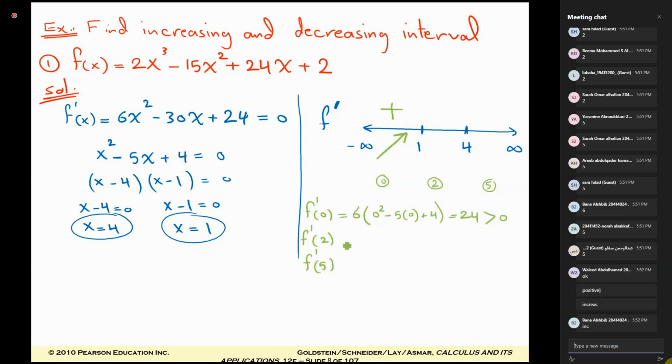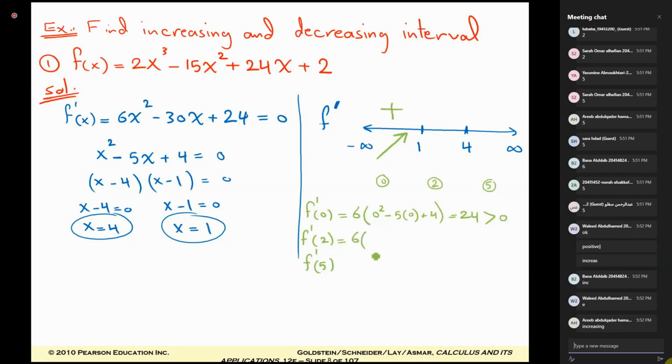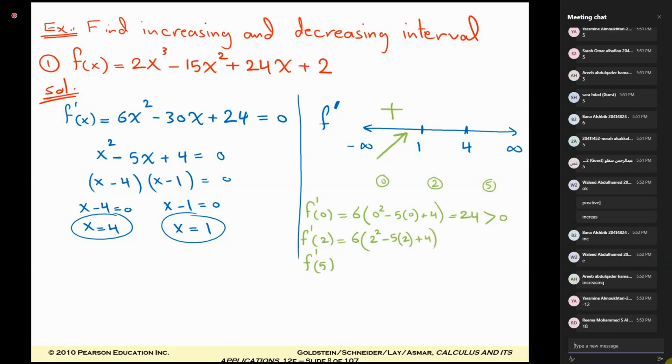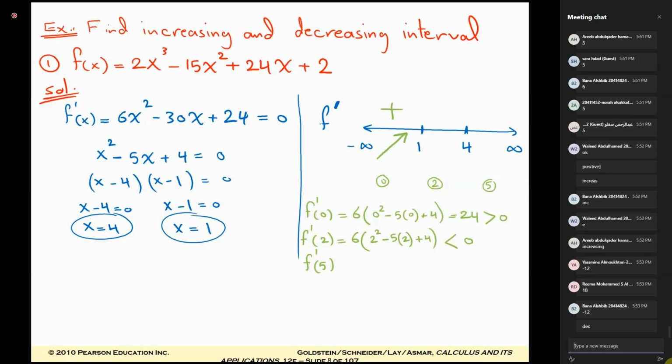Okay. Now substitute 2. We have 6 multiplied by 2 squared minus 5 multiplied by 2 plus 4. Is this positive or negative? This is negative, less than 0. Why negative? We have 4 plus 4, 8, minus 10. We have minus 2 inside the brackets. Negative 2 multiplied by 6, we have negative 12. Okay, less than 0, negative. So this is decreasing. So from 1 to 4, f of x is decreasing.